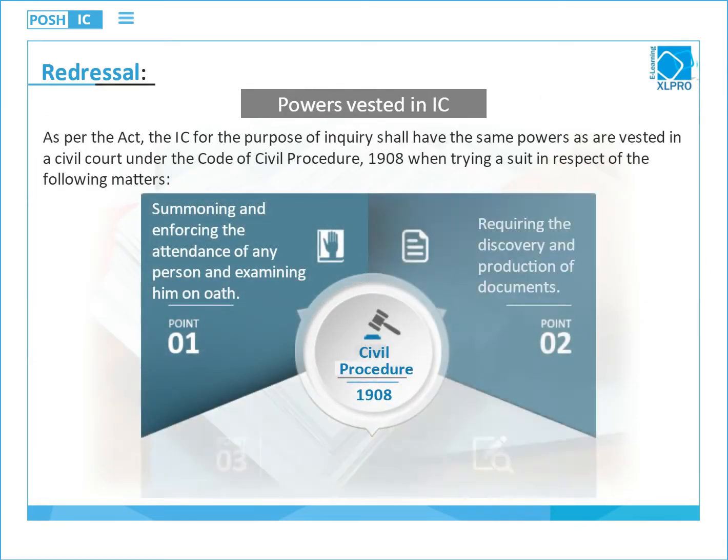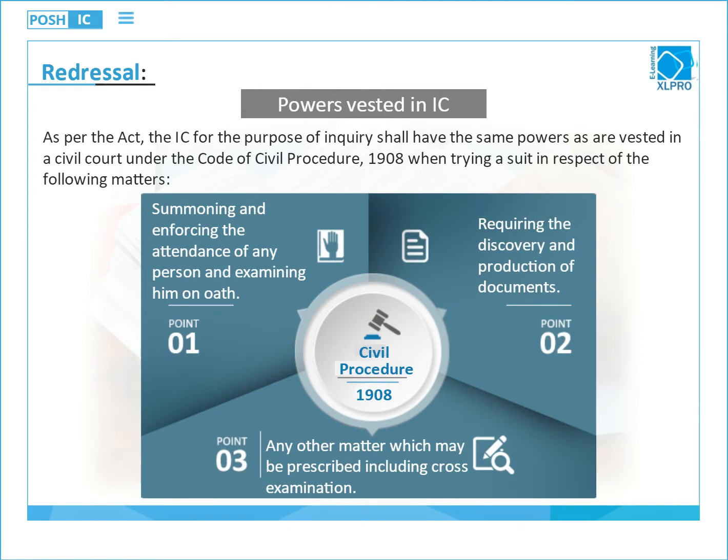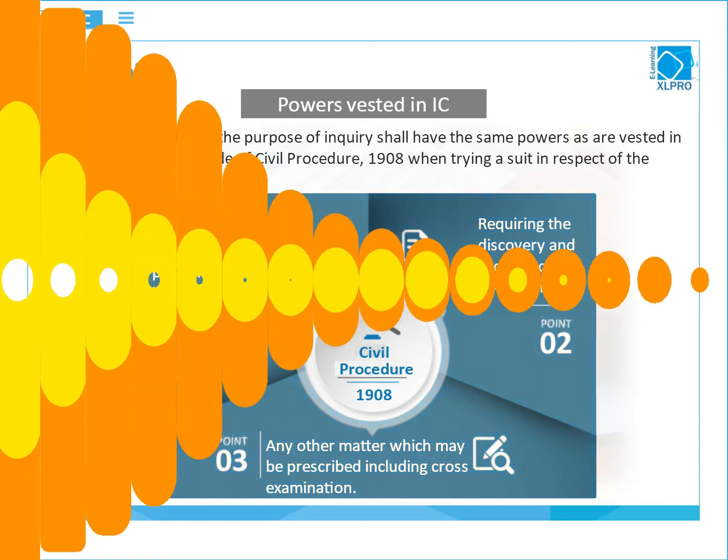As per the Act, the IC for the purpose of inquiry shall have the same powers as are vested in a civil court under the Code of Civil Procedure 1908 when trying a suit in respect of the following matters: summoning and enforcing the attendance of any person and examining him on oath, requiring the discovery and production of documents, and any other matter which may be prescribed, including cross-examination.